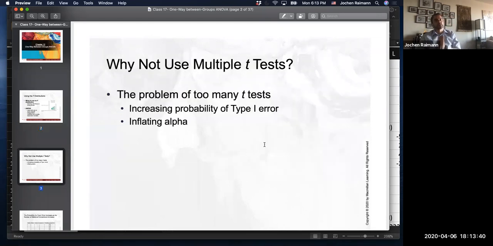So the reason, and I flagged this for a possible quiz or finals question, why not use multiple t-tests? It's a reasonable question, right? Essentially you have three groups. You can compare 1 versus 2, 1 versus 3, and 2 versus 3. So this would be 3 t-tests that you can test, right?